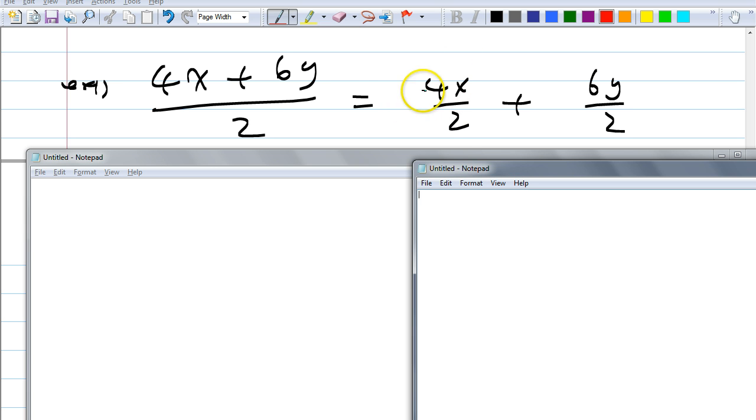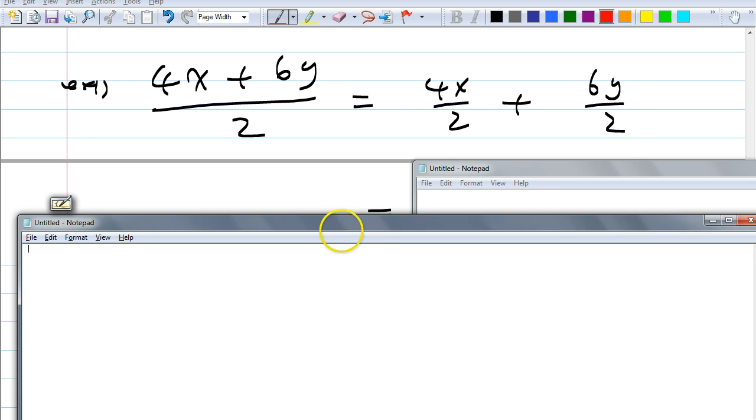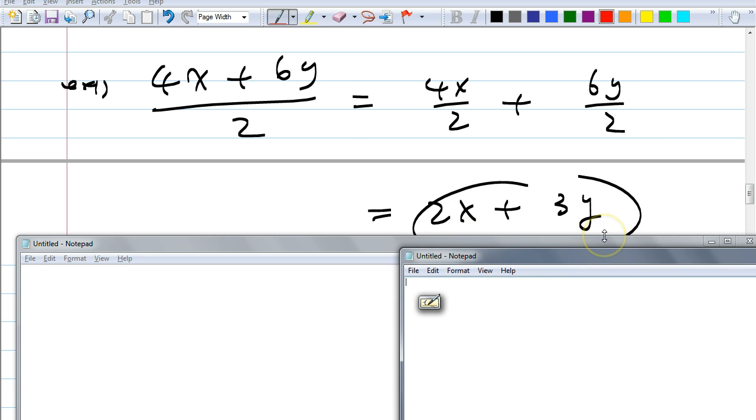Okay, class, what do we get then? What's 4x over 2? What about 6y over 2? It becomes 2x and 3y. Exactly. And could we add them together, by the way? No. Why not? Why can't we add them together? Don't we get like 5xy?